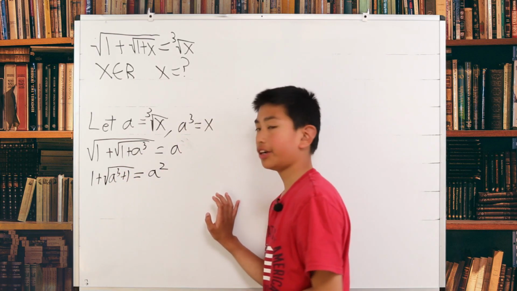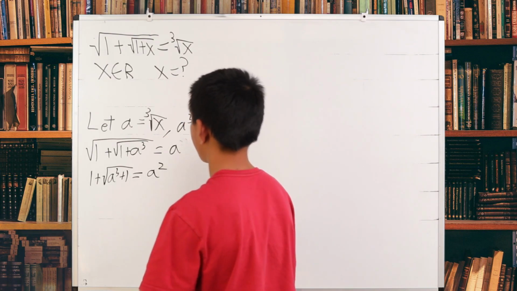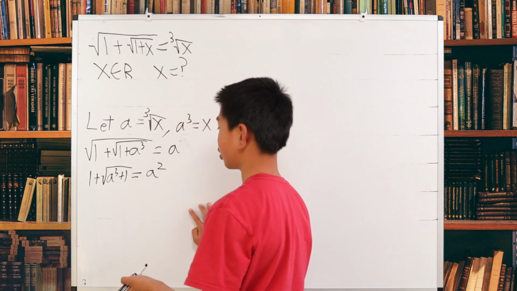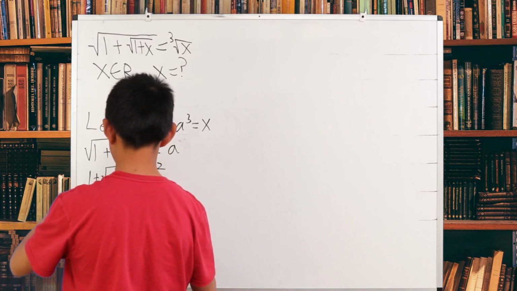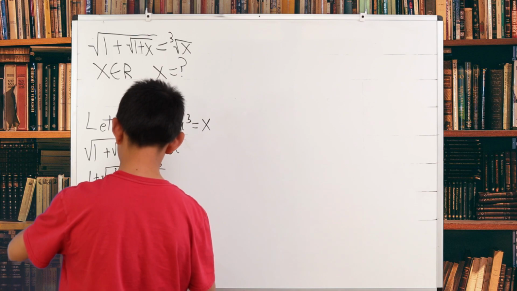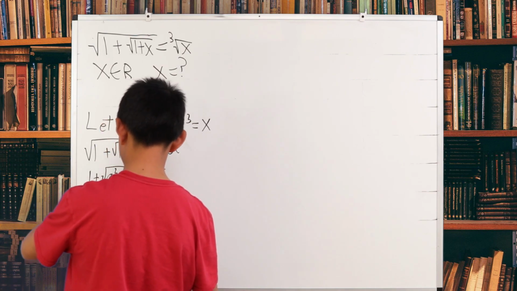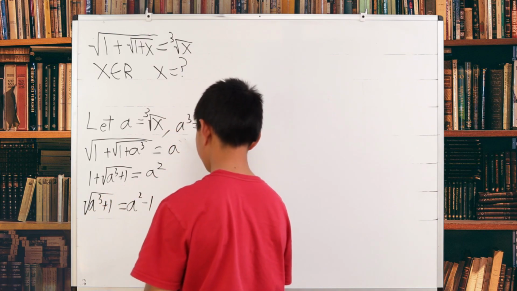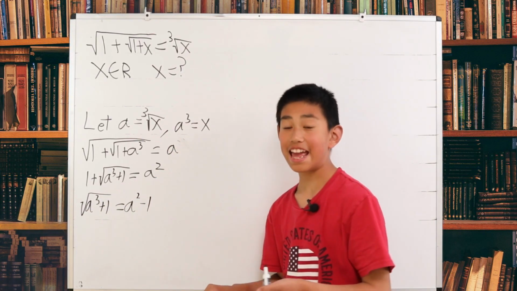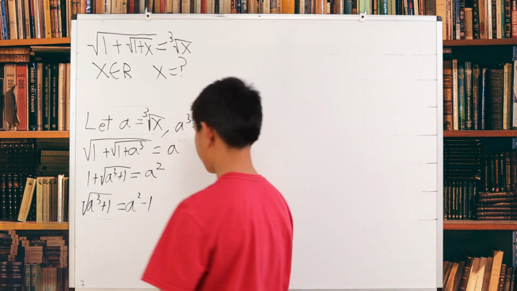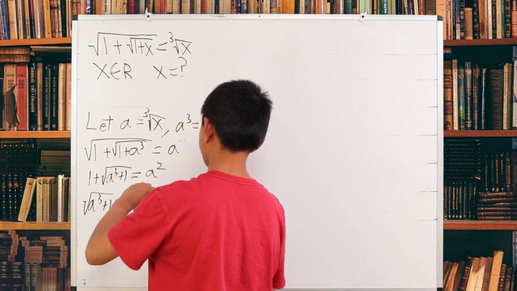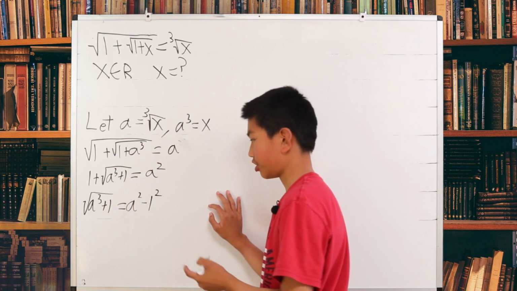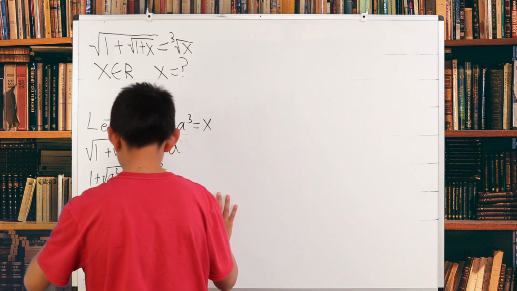Now we have to get rid of this square root, and we can do that by isolating this term, or subtracting 1 from both sides. So the square root of a cubed plus 1 is equal to a squared minus 1. Well, 1 to any power is still 1, so you can rewrite this one as 1 squared, and according to the same logic, this one is also 1 cubed.